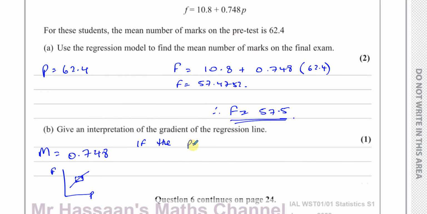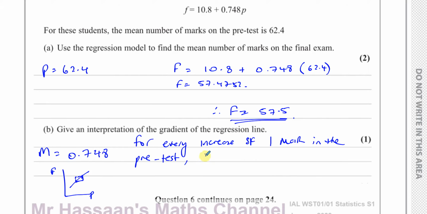So what it means is basically if the pre-test score increases by 1, or, a better way of writing it, for every increase of 1 mark in the pre-test, the final exam score increases by that value, which is the gradient, increases by 0.748. That's what it basically means.